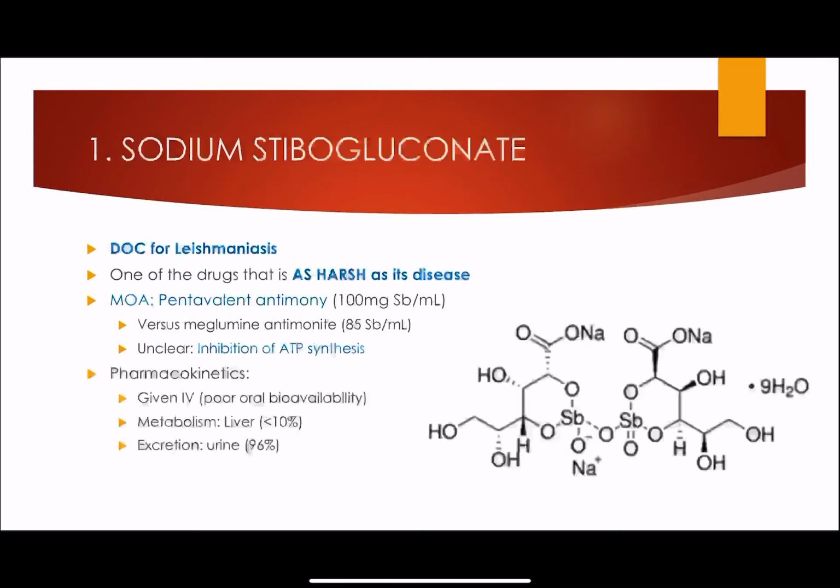Okay. The first drug is sodium stibogluconate. It's a DOC for leishmaniasis, but remember, it's also very toxic. It has a lot of adverse effects. It's as harsh as its disease. Okay? The MOA, it's a tetravalent antimony. Yun yung, di ba yung element? And unclear yung MOA niya, but it might inhibit ATP synthesis.